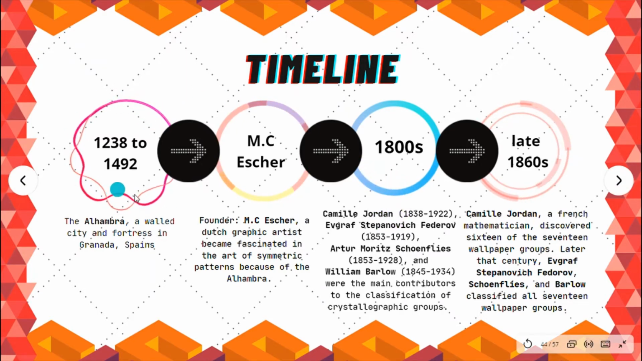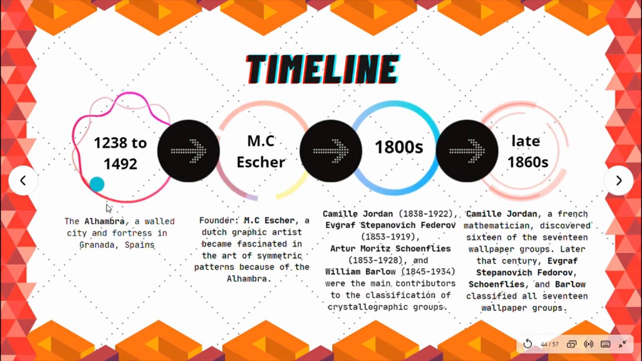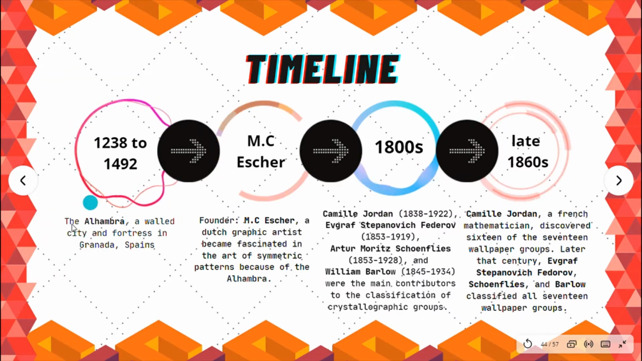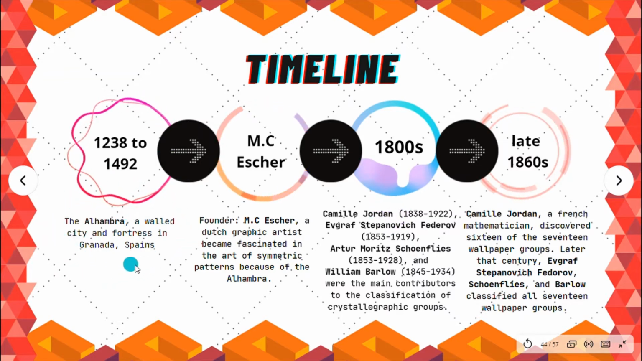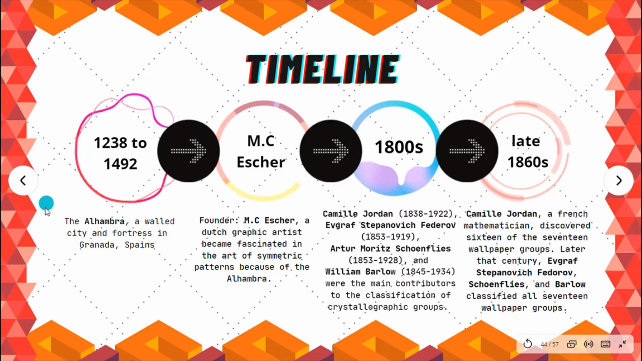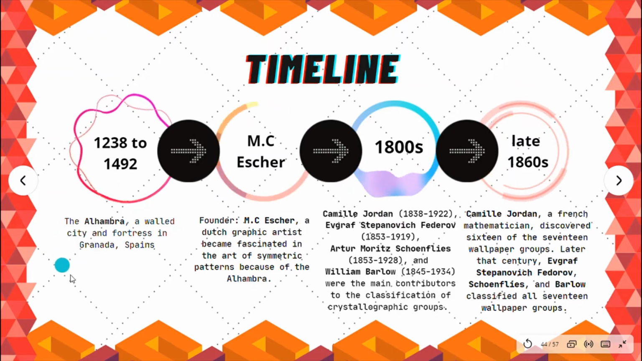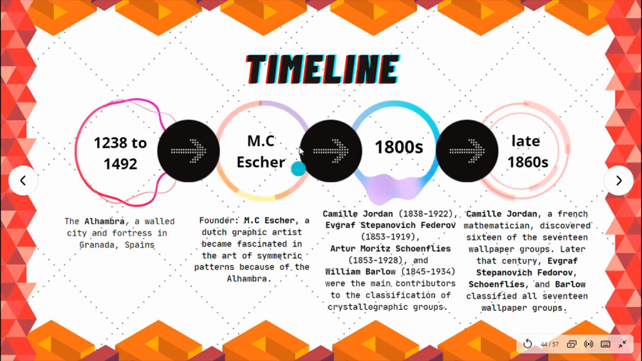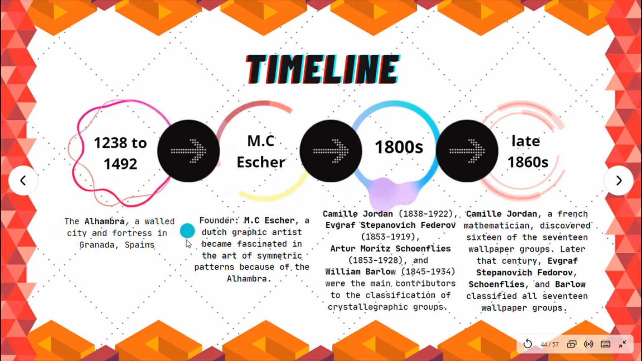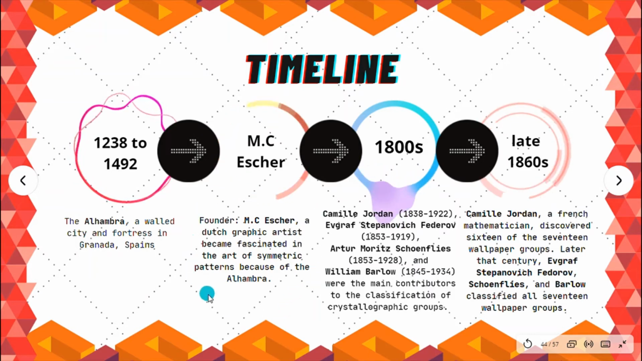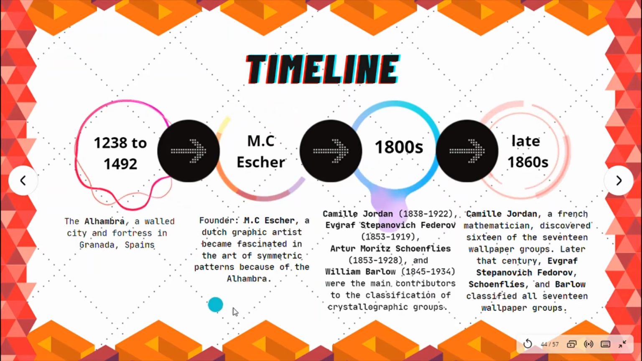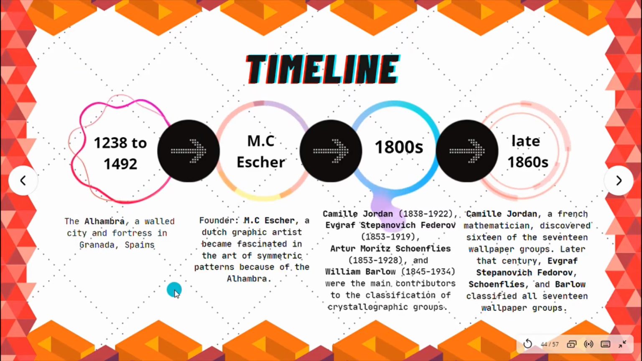First, in the years 1238 to 1492, the Alhambra, a walled city and fortress in Granada, Spain, was built. It has been believed that the 17 classified wallpaper groups can be found here prior to its discovery. Next, we have M.C. Escher, the founder of the symmetry groups. He is a Dutch graphic artist who became fascinated with the art of symmetric patterns because of the Alhambra.